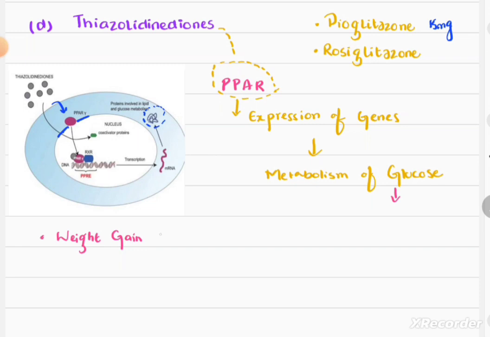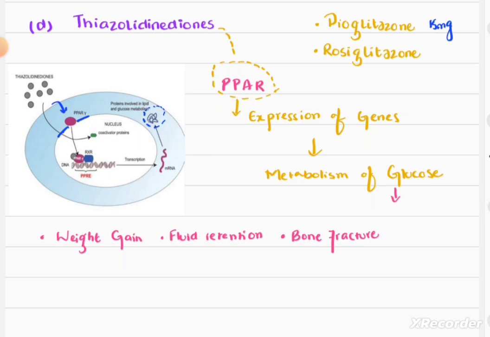Another very important adverse effect of thiazolidinediones is fluid retention. They are responsible for the retention of fluids in the whole body as well as in the retina, which is called macular edema. So they are responsible for the retention of fluid in the body. The patients who are taking thiazolidinediones are also at risk of potential bone fractures, and the reason is a direct extension of its mechanism of action.